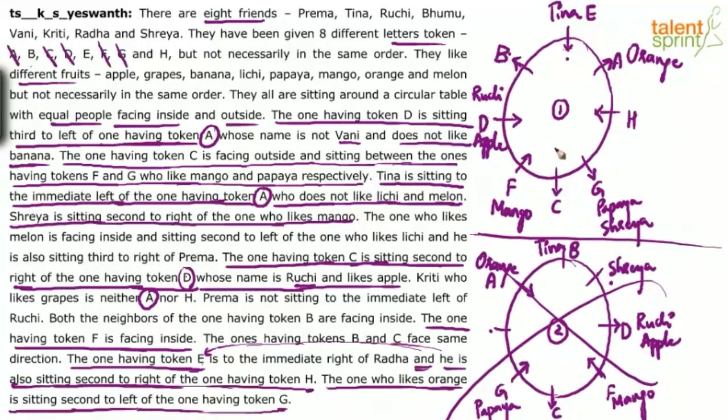So all the tokens are marked, right? A, B, C, D, E, F, G, H. Yeah, all the tokens are marked. So tokens are done. I think only names and fruits have to be fixed, right? So let us read out the remaining statements.